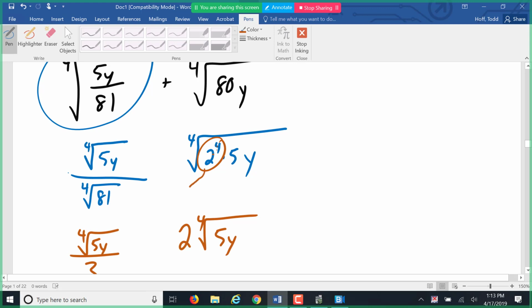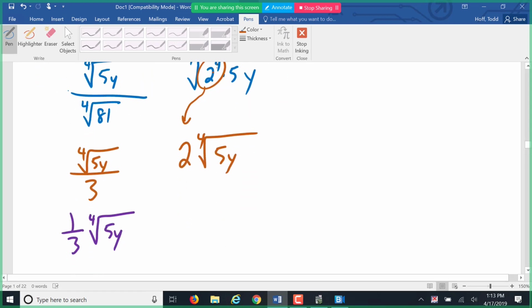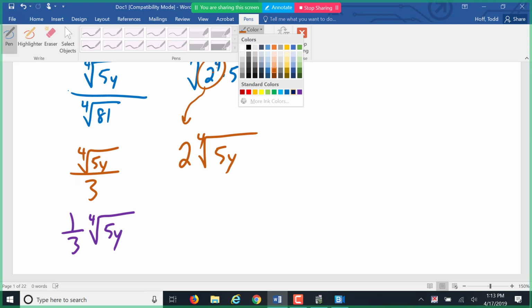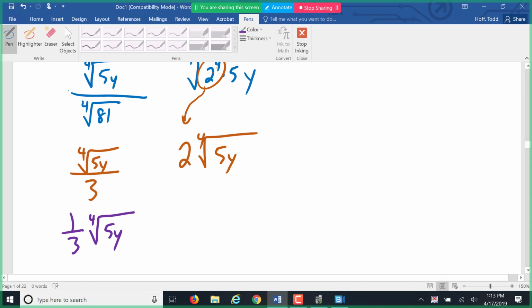Any questions on how that 2 to the 4th came out here and became just a 2? Okay, because the 4th root, 4 divided by 4 is 1 with no remainder. So that's 2 to the 1, or just 2. So 1/3 times the 4th root of 5y plus 2 times the 4th root of 5y. That could be considered 2 1/3 times the 4th root of 5y, but we typically don't write it like that.